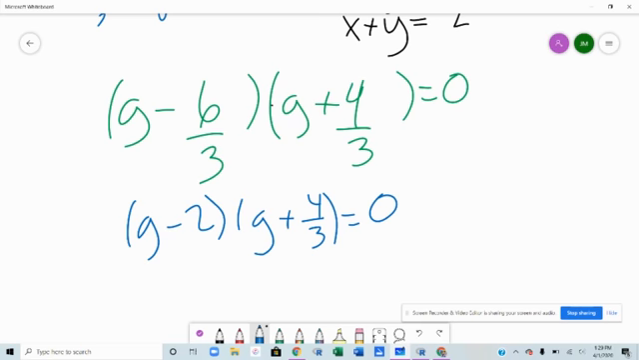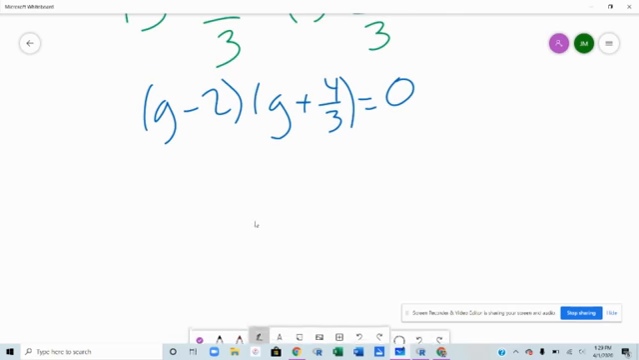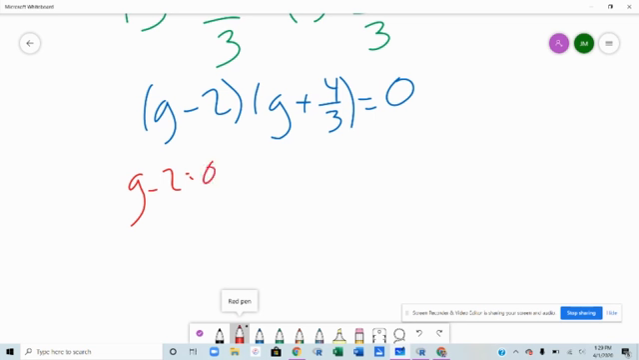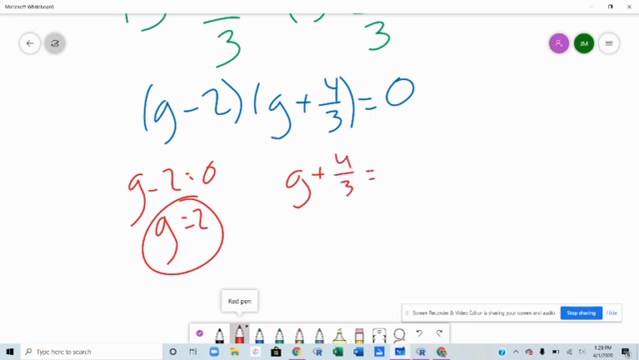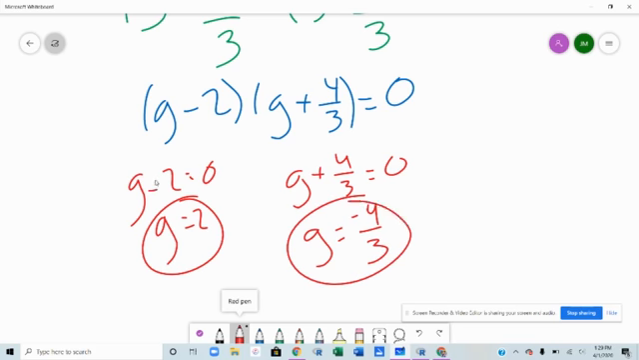Then you can use those to get your 2 answers. And there are your 2 answers. g minus 2 equals 0 gives you g equals 2. g plus 4 over 3 equals 0 gives you g equals negative 4 over 3.